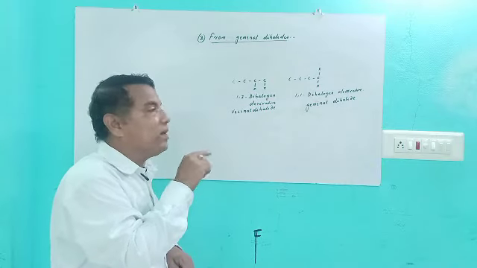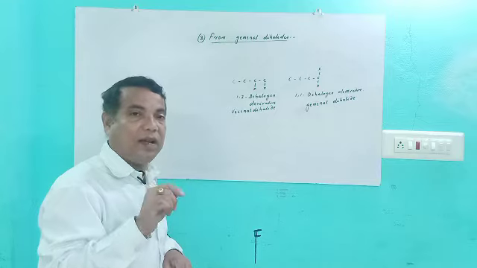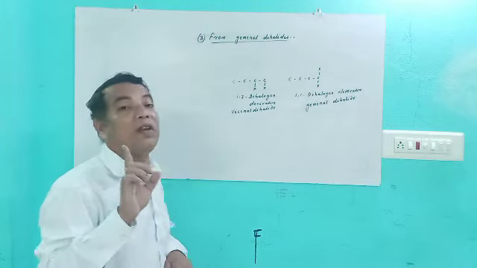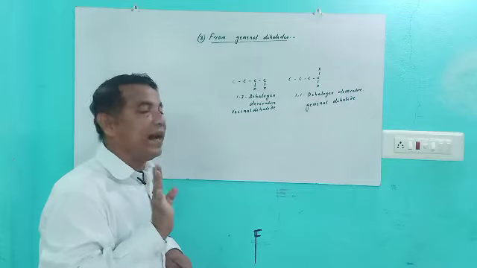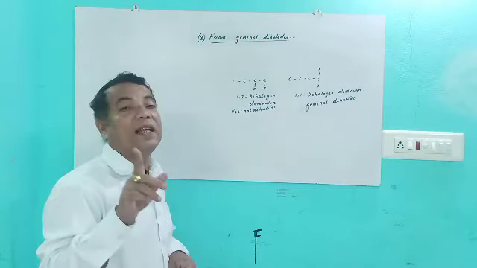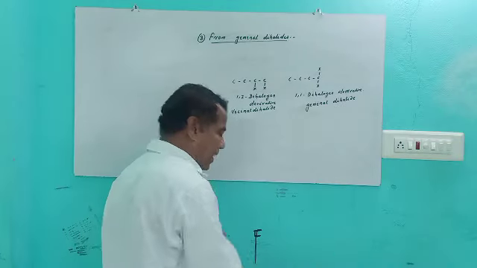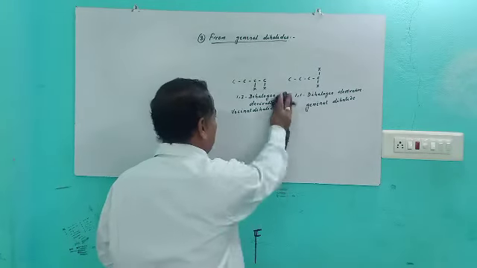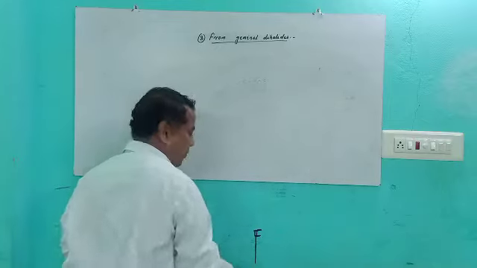A non-terminal one means two halogen atoms are linked to a single carbon atom, but not at the number 1 position. Then it is called a non-terminal geminal dihalide. So there are two types of geminal dihalides: terminal geminal dihalides and non-terminal geminal dihalides. Then we come to the next part.